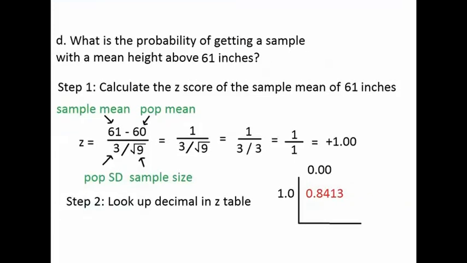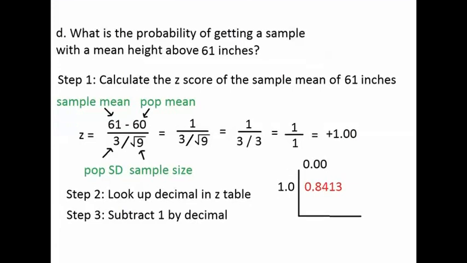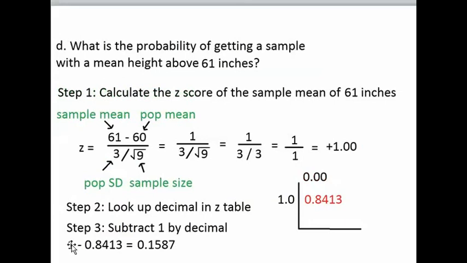Now that we finished step 2, we move on to step 3, because remember, if the question says above, you have to go on to step 3, which is subtract the decimal in the z-table from 1. So in step 3, we subtract 1 by the decimal we got from the z-table, and then we get our answer. So the probability that the sample of 9 people will end up having a sample mean above 61 is 0.1587.